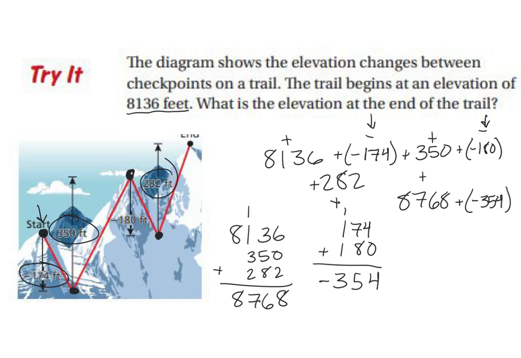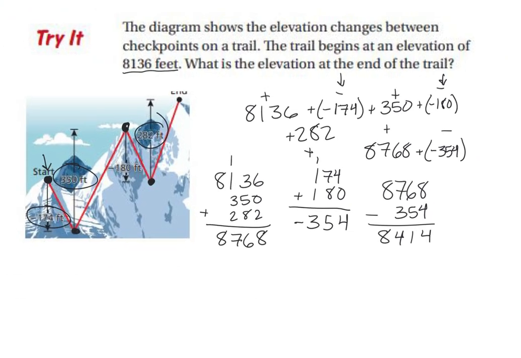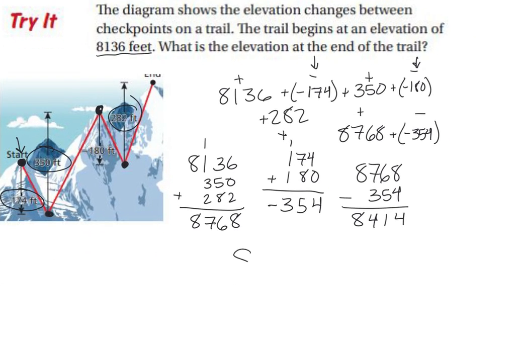This is positive, this is negative, meaning we've got to subtract them. Take the bigger one, subtract the smaller absolute value. So 8,768 minus 354. Well, 8 minus 4 is going to be 4. 6 minus 5 is 1. 7 minus 3 is 4. And I get 8 as well. All right, so what is the elevation at the end of the trail? We would say it is 8,114 feet.